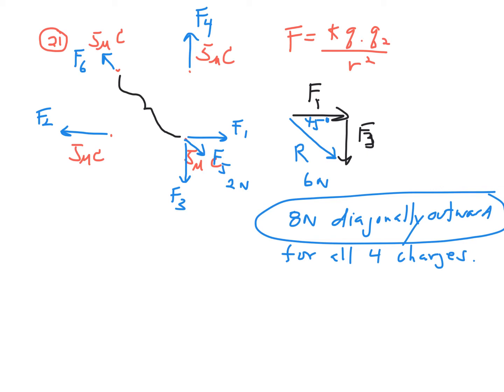All right, those are some hints then for problem number 21. Let me go to the next page. Problem number 22 is essentially like number 21, except we have 3 charges to start with, all equal in size. And in this case, they're all 25 microcoulombs.